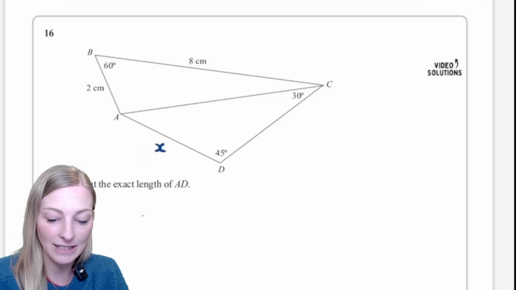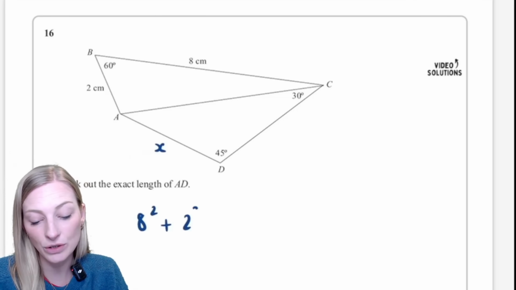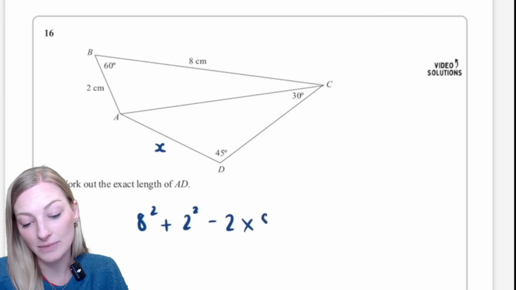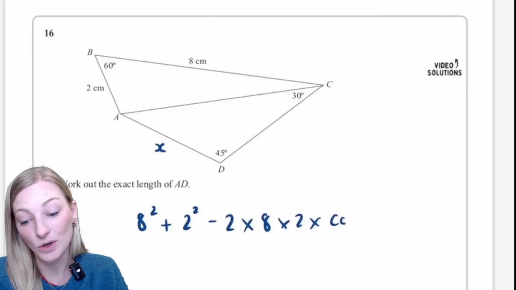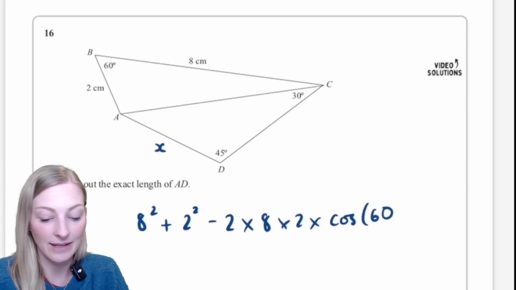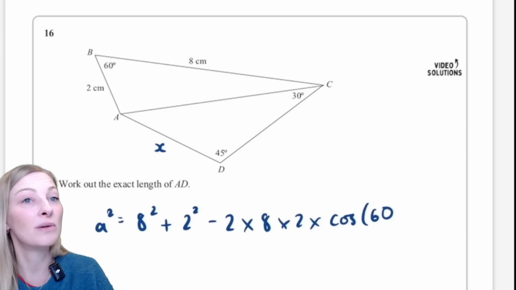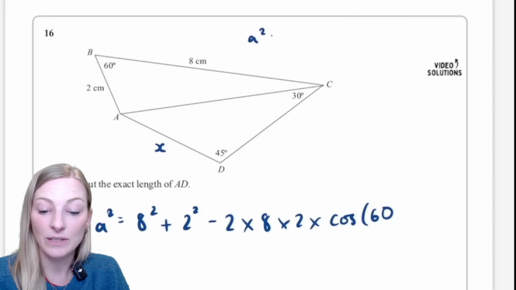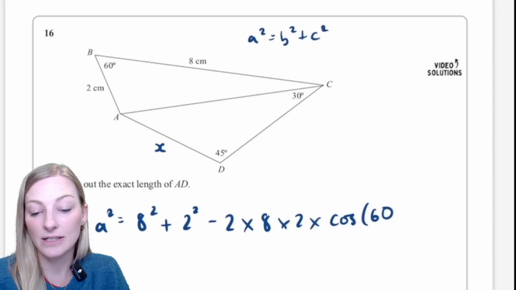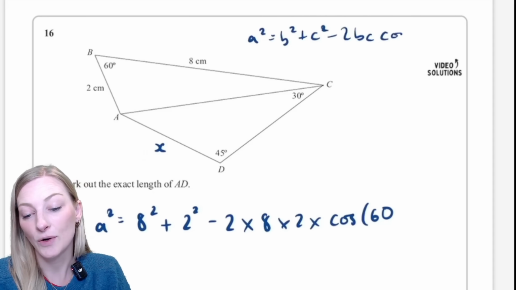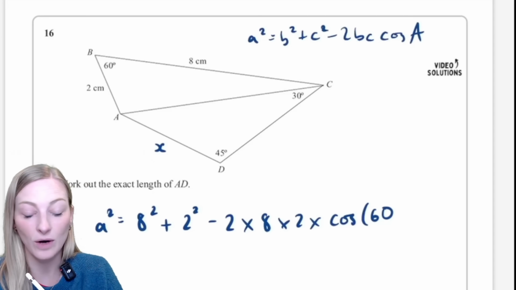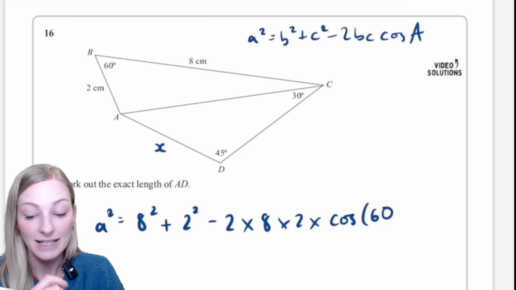So I'm going to do 8 squared, add 2 squared, minus 2 times 8 times 2 times cos 60, and that's a squared. And you're given the formula for that in the front of the exam. A squared equals b squared plus c squared minus 2bc cos A. That is on your formula sheet. So let's simplify that down.